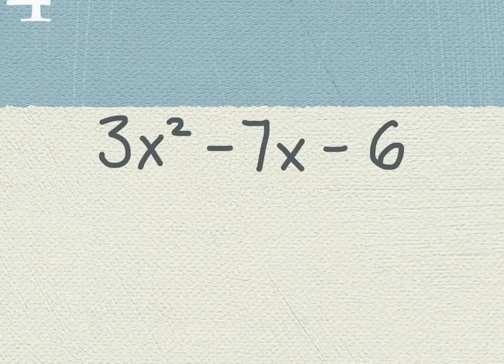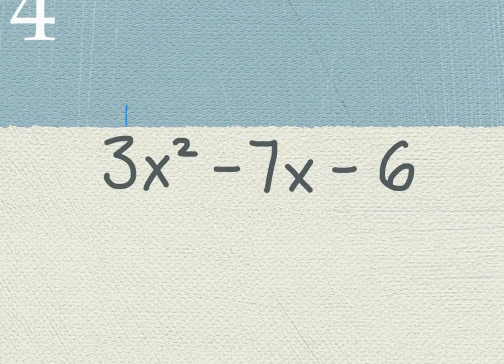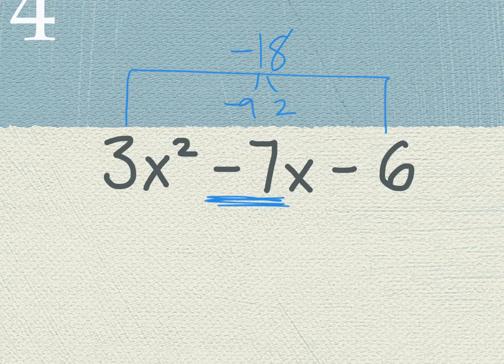All right, what do we do first? Multiply the second number. So what do we get when we multiply? Negative 18. So remember, the sign goes with it. Since this was a negative 6, it's a negative 18. So what are 2 factors of negative 18 that add to negative 7? Negative 9 and 2. Perfect. So we have x minus 9 and x plus 2.